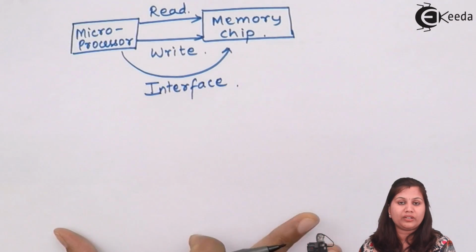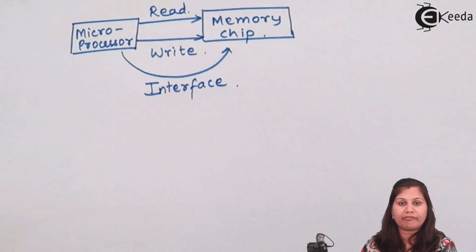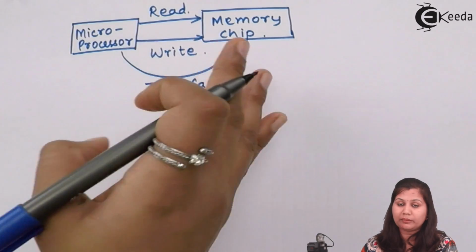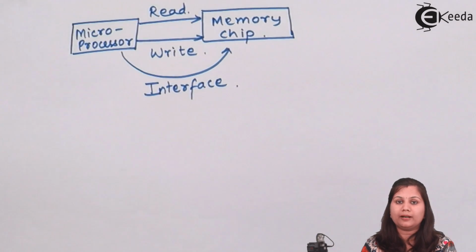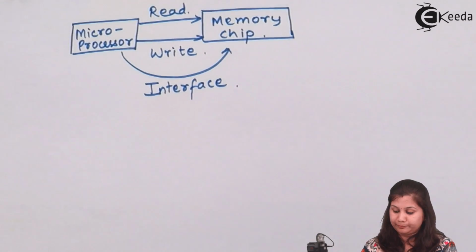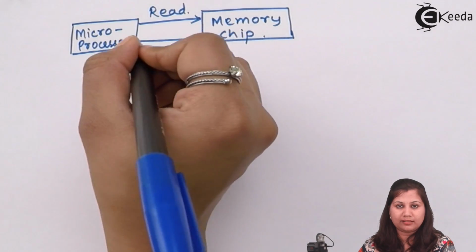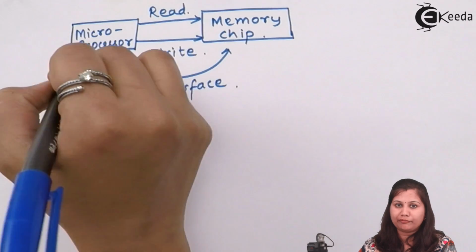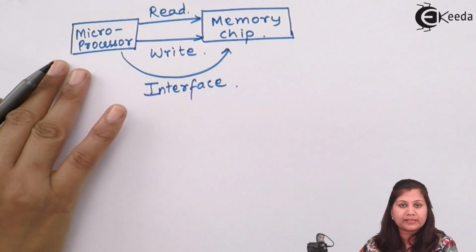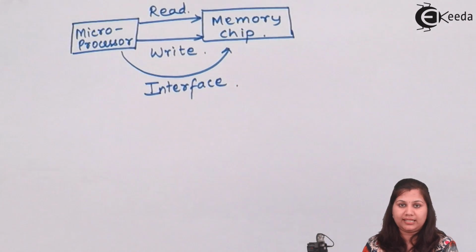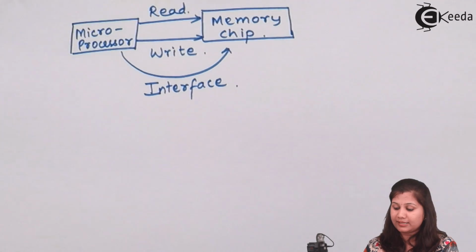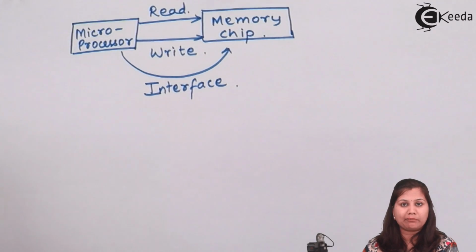So in this video, we are going to study the interfacing techniques, that is, how the memory is interfaced with the microprocessors. Now for this interfacing, we will need two signals, one for read and one for write. The microprocessor is going to initiate these read and write signals, so that data can be read or written into the memory chips.